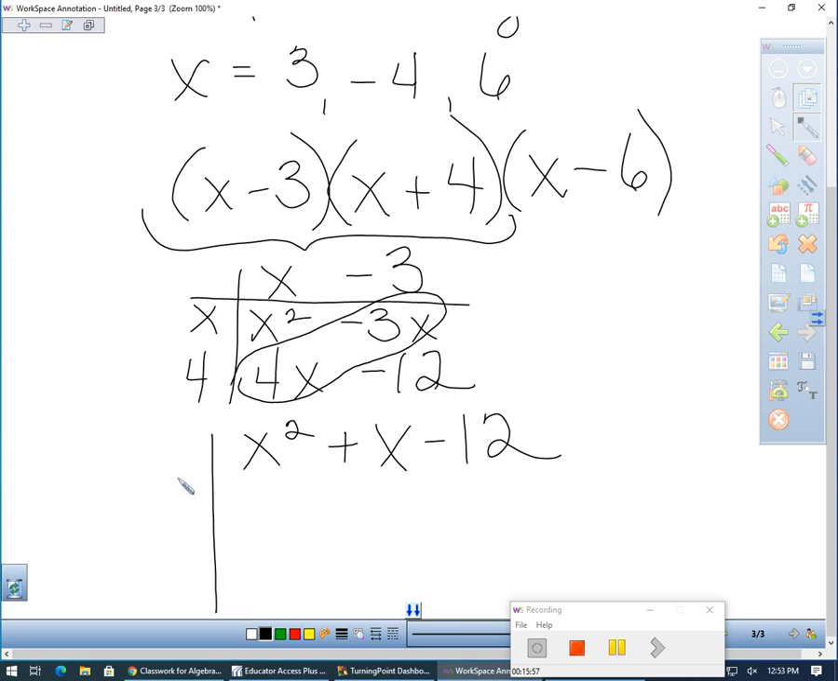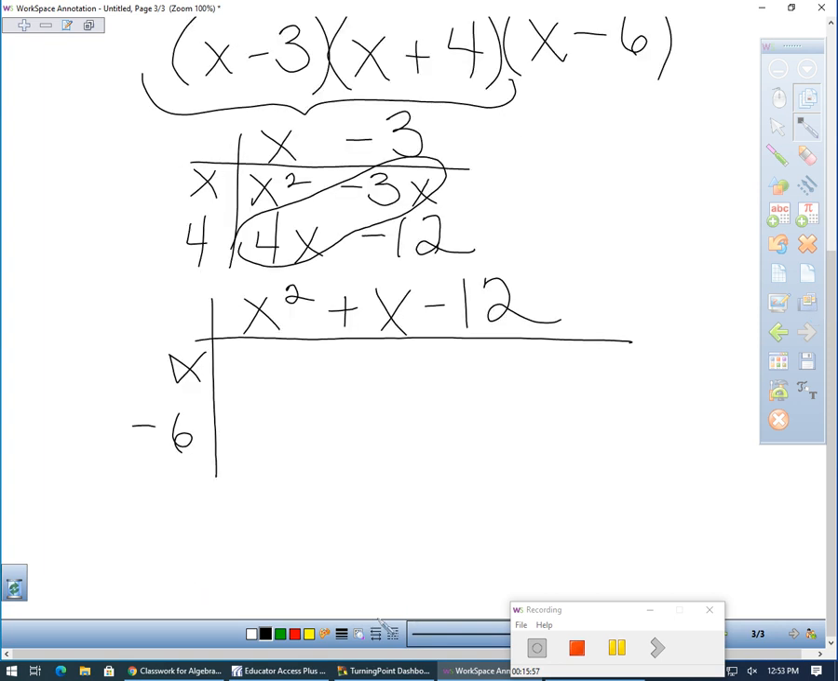So we're going to do one more box. All right, x times x squared is x to the third. x times x is x squared. x times negative 12 is negative 12x. All right, x squared times negative 6 is negative 6x squared. Negative 6 times x is negative 6x. And negative 6 times negative 12 is positive.